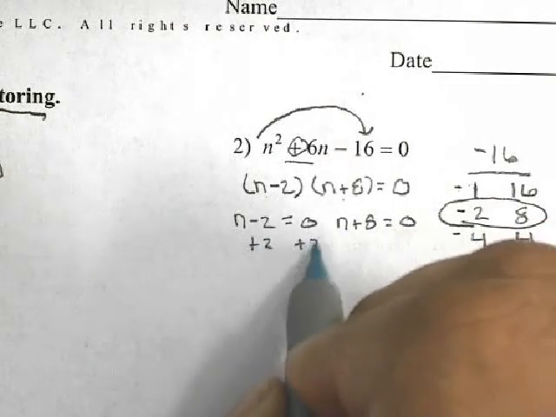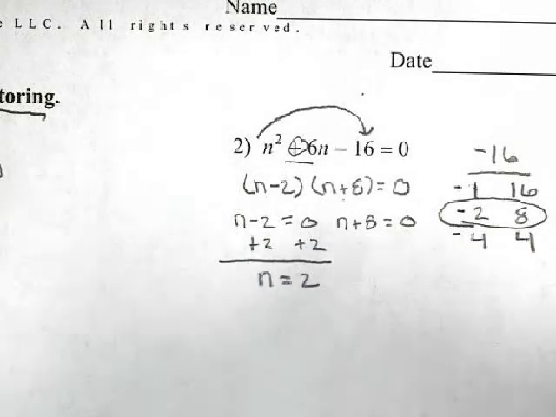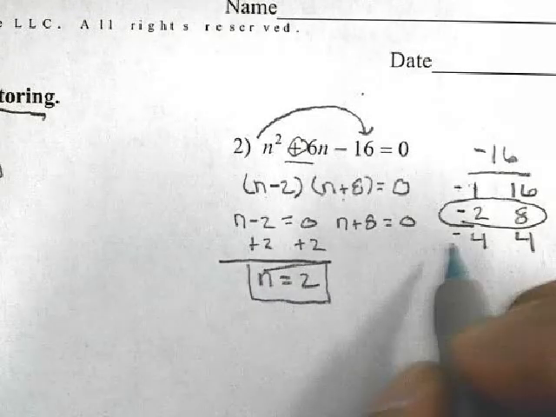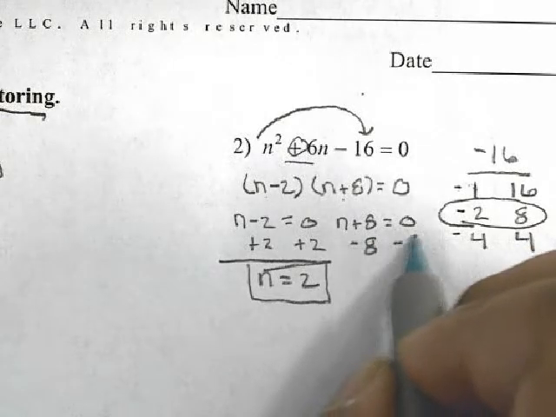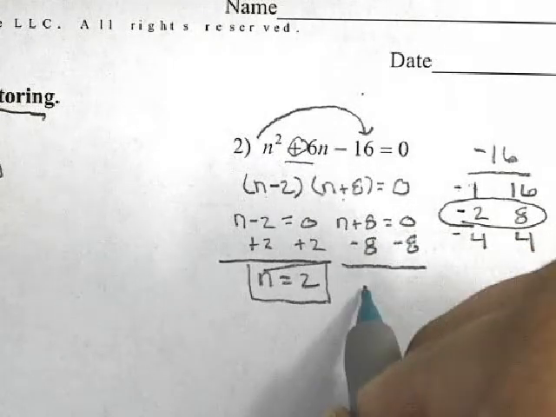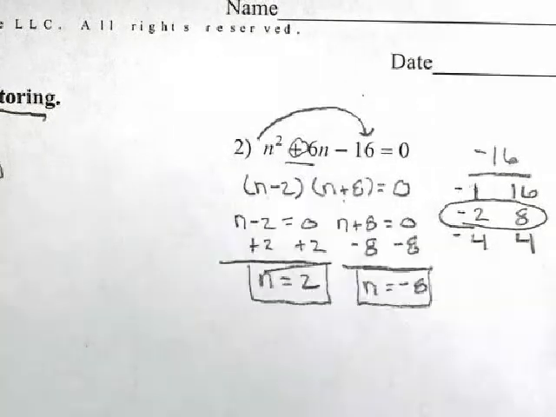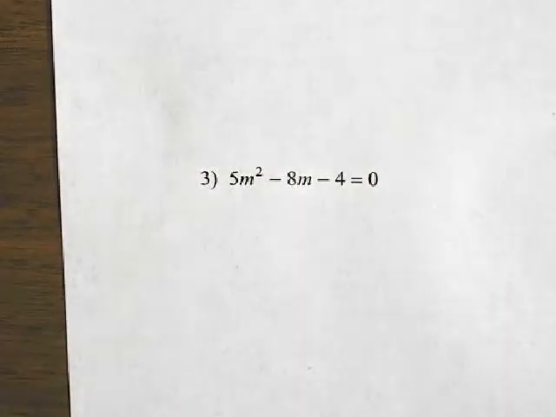Add 2 to both sides and you get n equals 2. There's one solution, or root, or 0. Subtract 8 from both sides here, and you get n equals negative 8. There's your other solution. That's it. Okay. Let's look at number 3, where a is not equal to 1.